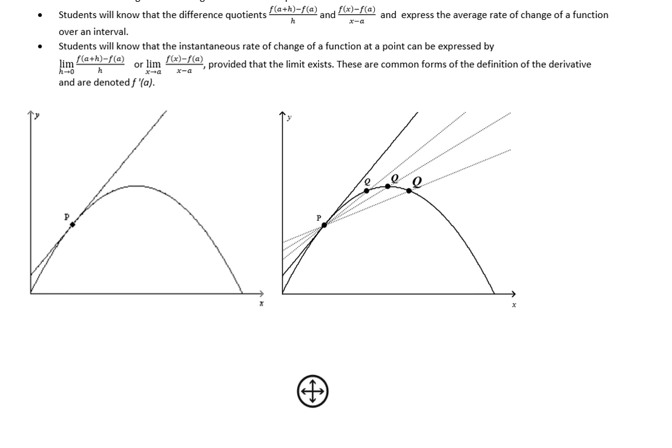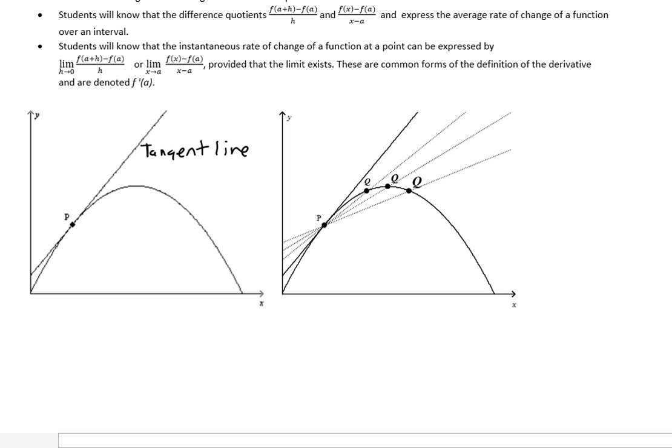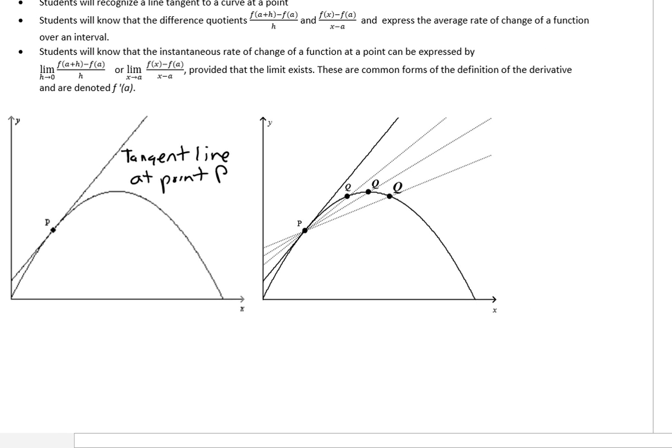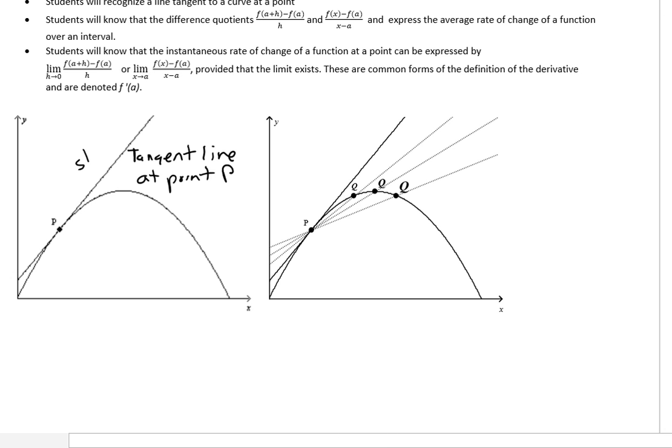this is a tangent line. It's tangent to the curve at point P. So it touches it, and it has the same slope as the curve does at point P. Okay, so the slope of the line equals the slope of the curve.